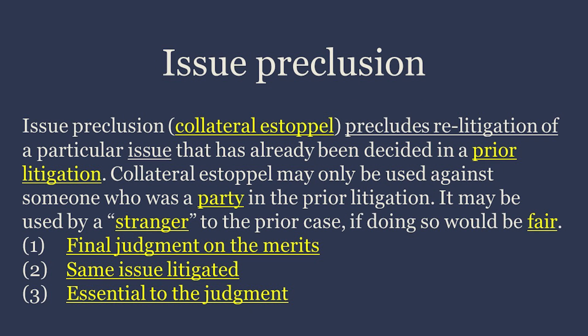Issue preclusion. Collateral estoppel. Precludes relitigation of a particular issue that has already been decided in a prior litigation. Collateral estoppel may only be used against someone who was a party in the prior litigation. It may be used by a stranger to the prior case, if doing so would be fair.